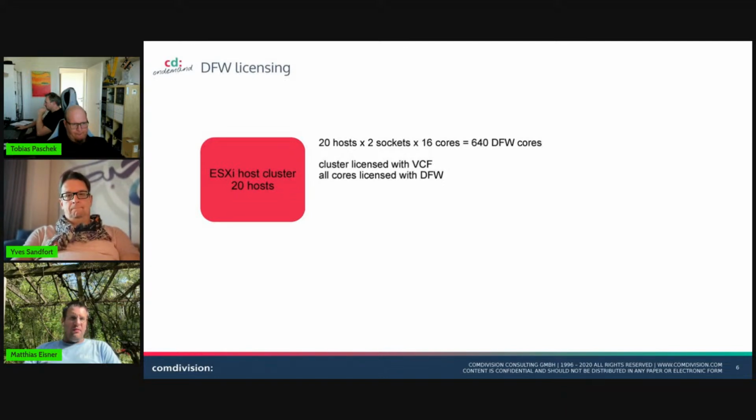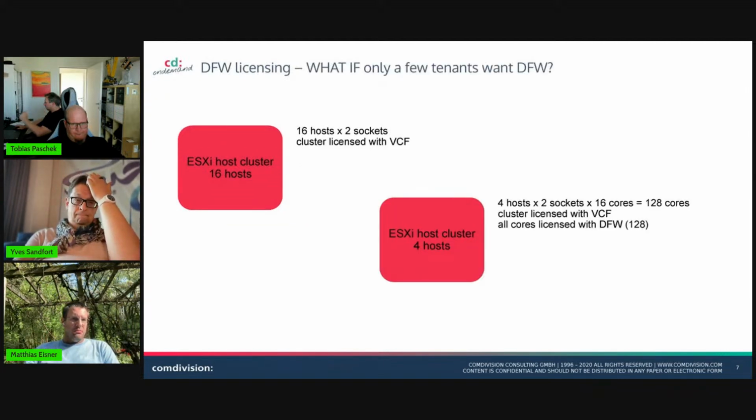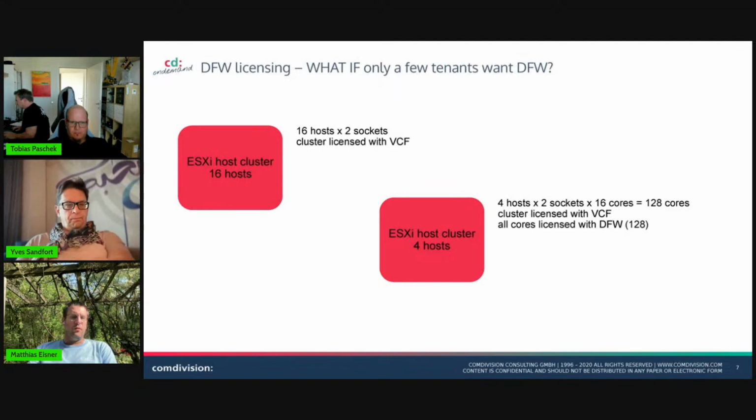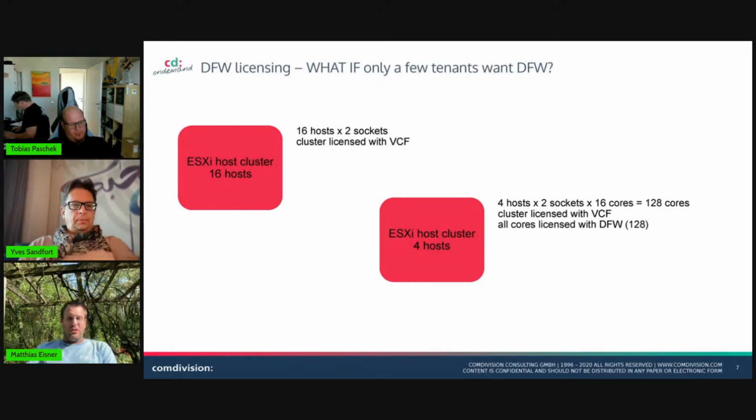I would say the very easiest approach is to split clusters. Just have multiple clusters. So we have this very simple example. You have 16 hosts in the base cluster, so 2 sockets, 32 cores, and so on. And that cluster is licensed with VCF. And the second cluster, in our example just 4 hosts, has 2 sockets, 16 cores, so 128 cores. And that cluster is also licensed for VCF, of course. But in that cluster, all cores are licensed with DFW, 128 cores. So that's a big game changer.